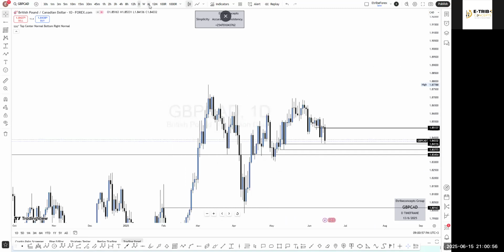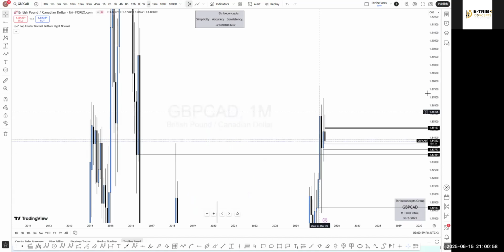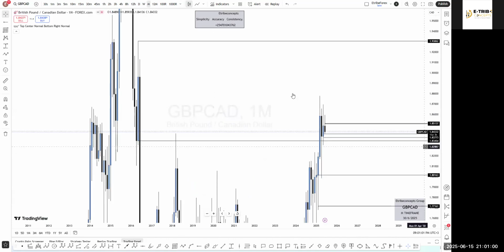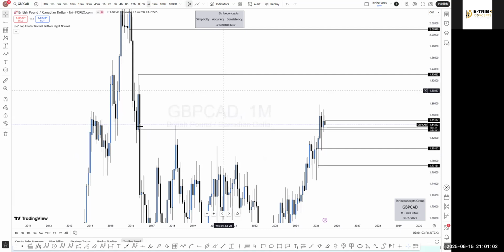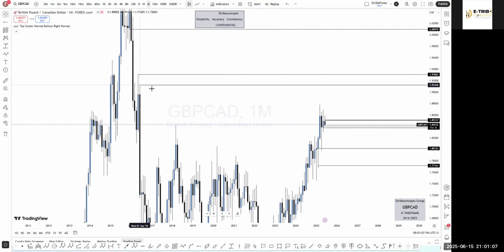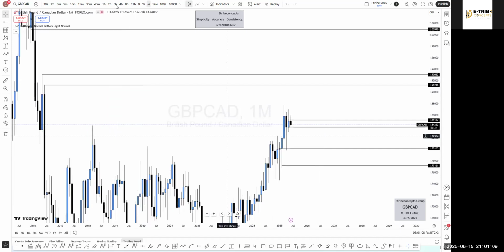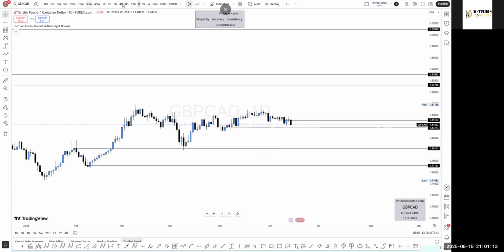Because on the monthly, we have all these areas of liquidity that have not been consumed. So if I go up here, this is the best area that maybe I might be looking for sells. Having said that, I'm bullish on the swing perspective.